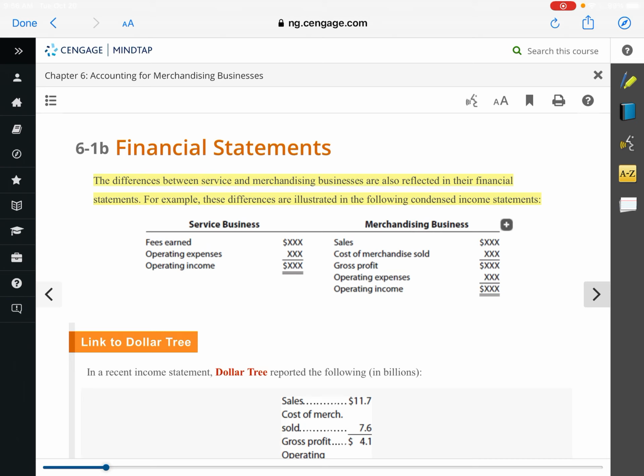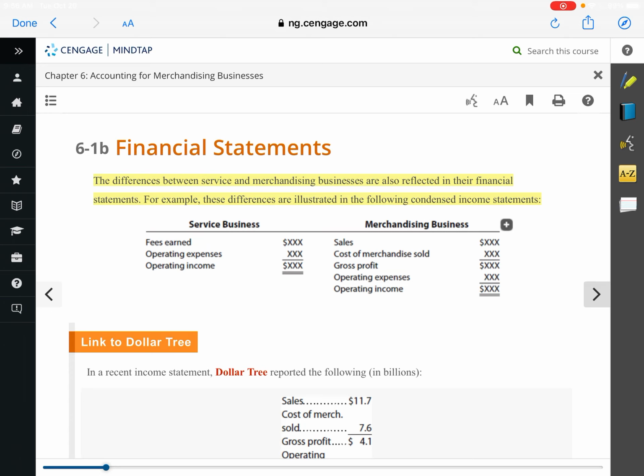So let's look at a problem. So gross profit is sales minus cost of merchandise sold. All right, so in thinking about that, this says during the current year, merchandise is sold for $250,000 in cash and $975,000 on account. Cost of merchandise sold is $735,000. What is the amount of the gross profit?